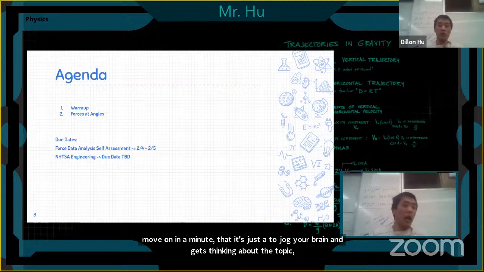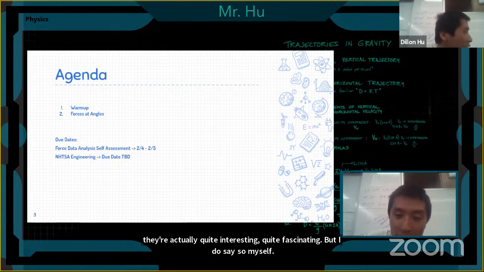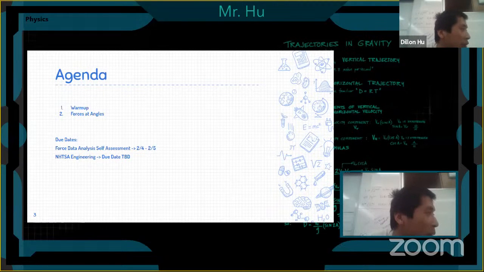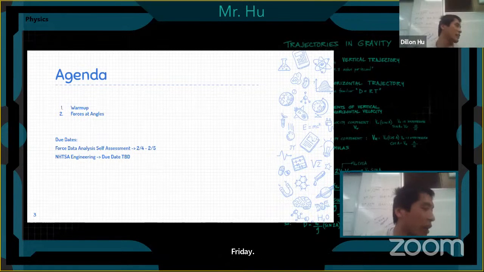Okay, so what we're doing today is we're going to be talking about forces at angles. In terms of due dates, I want you to finish your self-assessment for the force data analysis by this Thursday or Friday. If you can't do it by then, that's okay. I'm flexible with that. But the sooner you do it, the sooner I can give you feedback, and the sooner it'll be graded. So do what you can there. The second one, don't worry about it. We won't start that today.